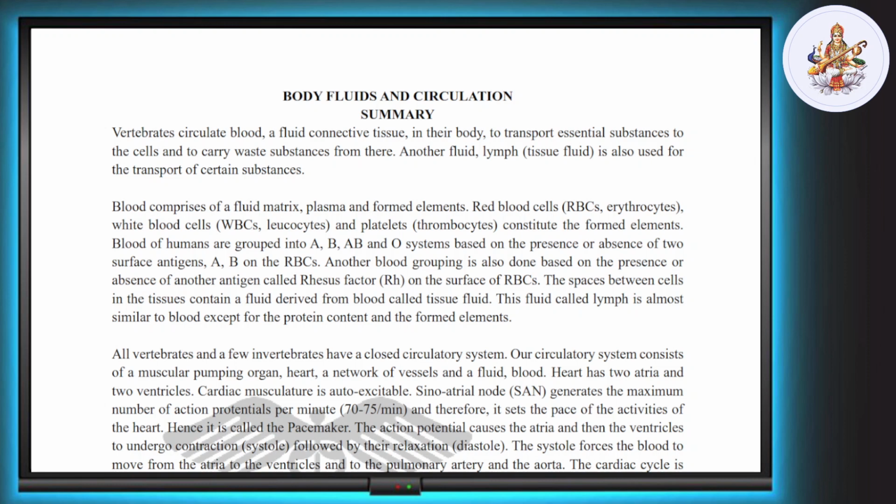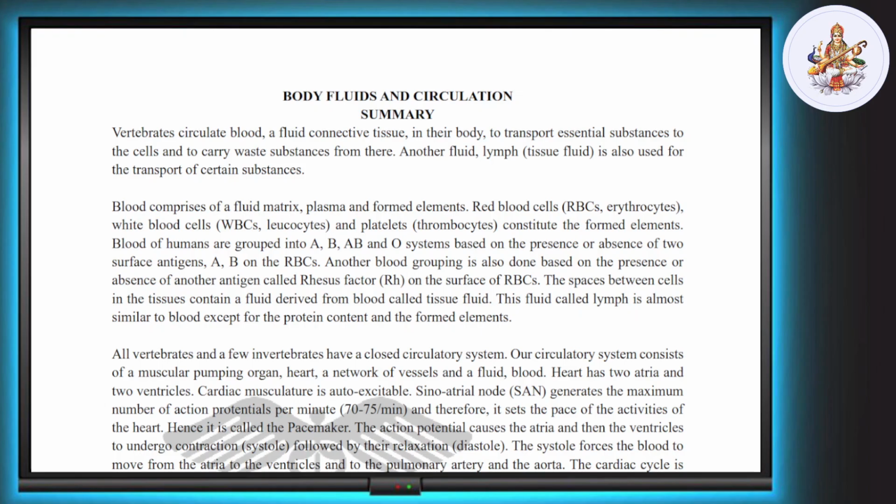Lymph, the tissue fluid. Between the cells in our tissues, there's a fluid that leaks out from blood capillaries. This fluid is called lymph. It is similar to blood but lacks RBCs and has very little protein. Lymph helps in transport, especially of fats and in immune defense.